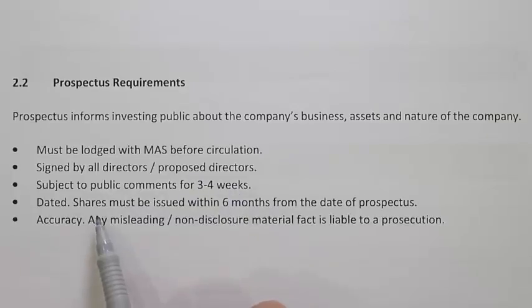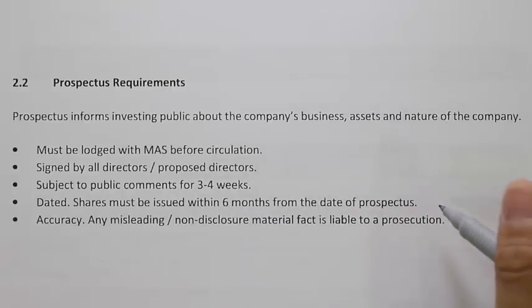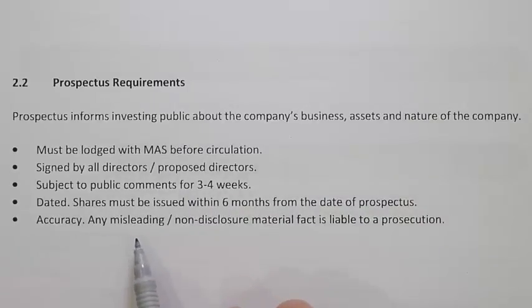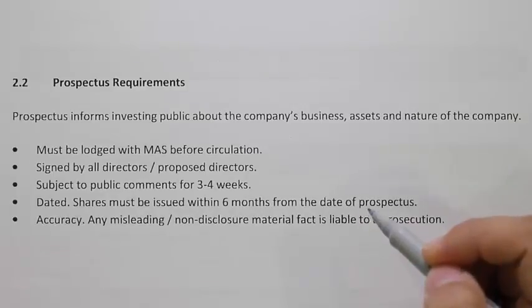The prospectus must be dated, and the shares must be issued within 6 months from the date of this prospectus that's been lodged with MAS. The prospectus must be accurate. Any misleading statement or non-disclosure of material fact is liable to prosecution.